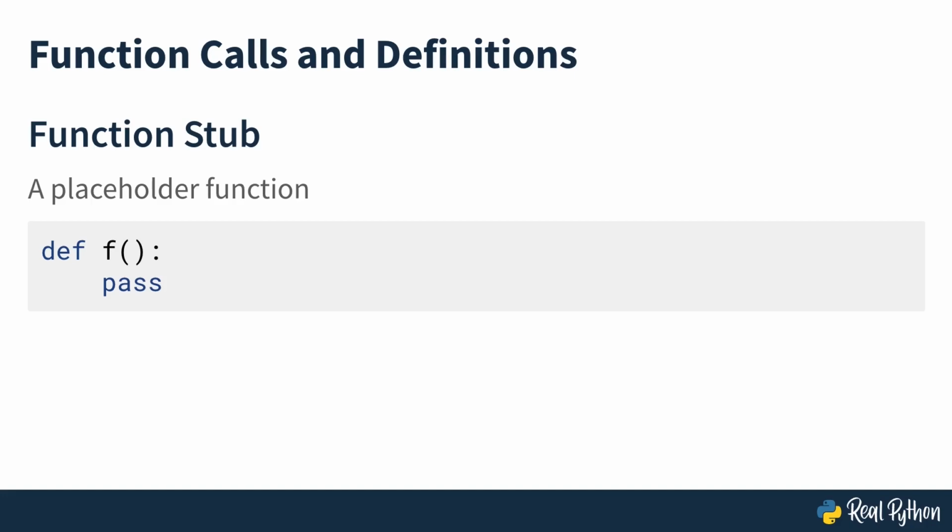To create a function stub in Python, you simply give the statement pass as the body of the function. And that simply indicates we're not going to do anything, but it allows us to write a function stub with a function body of some type.